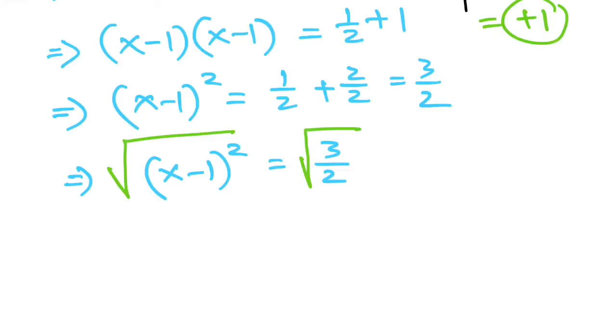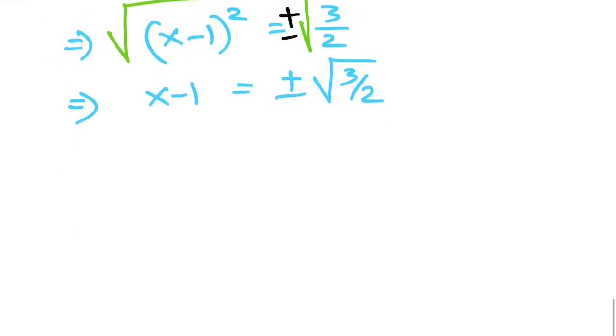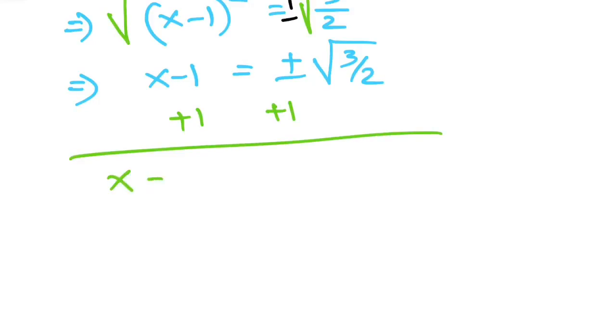Since we want to solve for x, we want to take square root of both sides. Whenever you take square root of both sides, don't forget to include your plus minus sign. Extremely important. Well, now the radical sign and the power 2, they will cancel each other out. So x minus 1 equal to plus minus square root of 3 over 2. Well, are we done? Not yet.